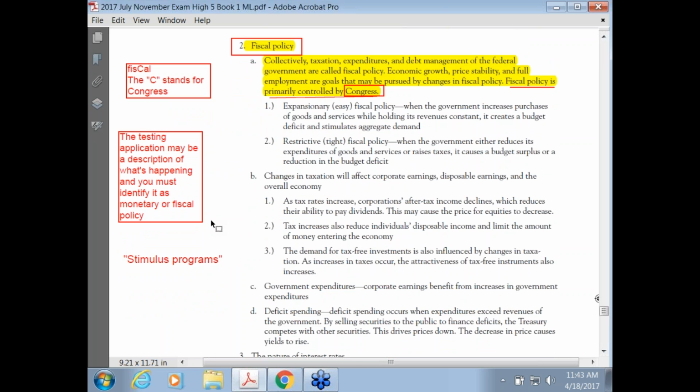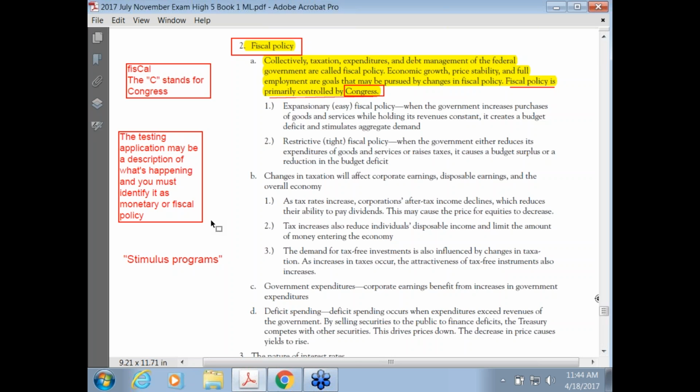And the way I've always remembered that for the exam is the word fiscal has a C in it. So the C for me became Congress. That's been a pool question in the past, which one does Congress control? And that would be fiscal policy. So in a description, if you see mention of stimulus programs, that's going to be an indication typically of fiscal policy. But certainly the biggest clue is that they mention Congress in the question stem.